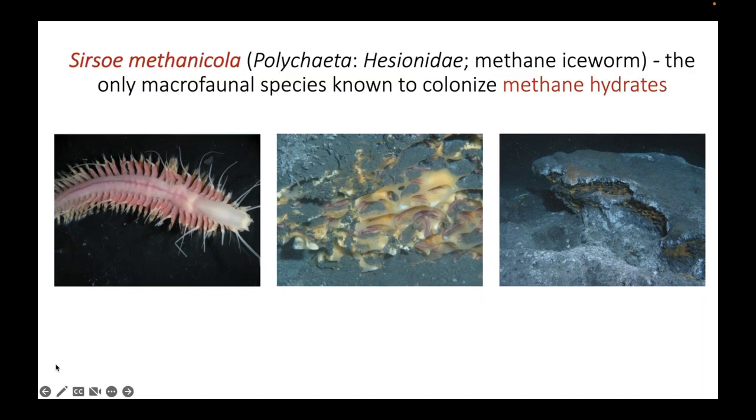So the scientific name of the marine polychaete that I was studying is Sirsoe methanicola. It belongs to the family Hesionidae and is also known as the methane ice worm. And I'm going to refer to it as the ice worm throughout this talk. So the ice worm is the only macrofaunal species known to inhabit methane hydrates. The picture on the left here shows a close-up view of the ice worm. And the picture in the middle shows multiple ice worms inhabiting depressions on the methane hydrate surface. And the picture on the right shows a close-up view of a methane hydrate.